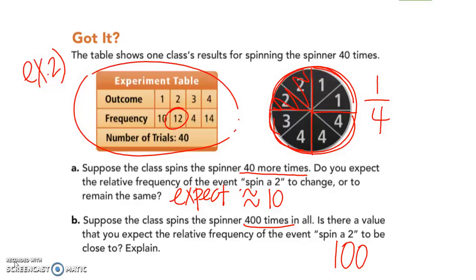I would expect 100 out of the 400 spins to be 2's, because I see that the 2's take up 1/4 of the spinner. Now, if I actually spun the spinner 400 times, it may not be exactly 100 2's, but it would probably be pretty close to that.